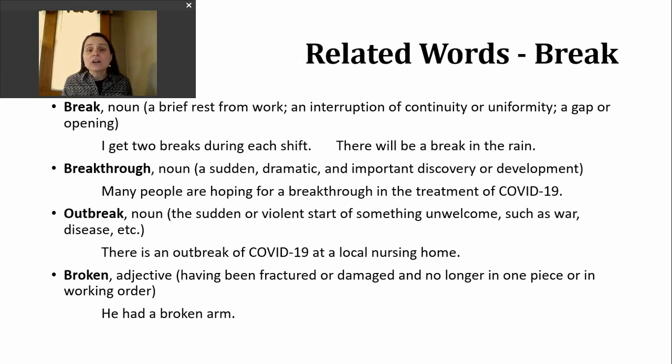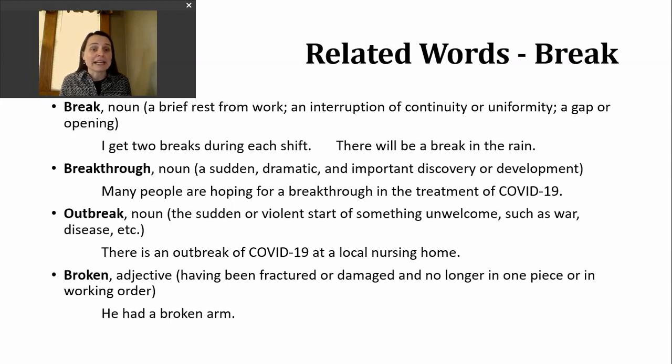Okay? A break could also be an interruption of something that is continuing, or an interruption of something that is uniform, something you expect. It could also be a gap or an opening. These definitions are sort of illustrated in the second example sentence I have here. There will be a break in the rain. So maybe it starts raining earlier in the morning. There is a brief time where it stops raining in the early afternoon, and then it starts raining and continues raining the rest of the day. So that's our interruption.